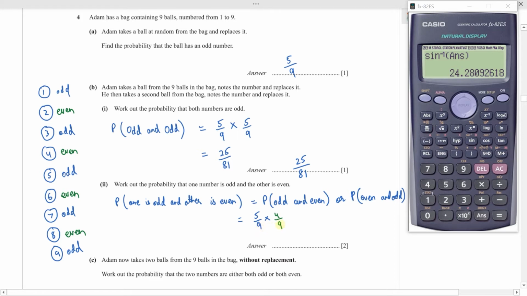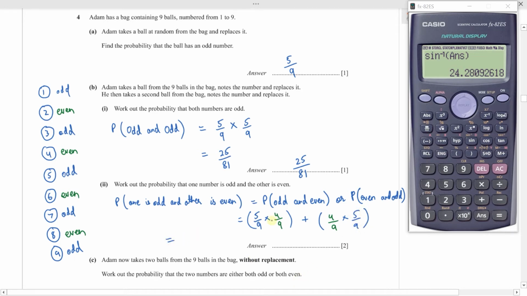So when you're picking the second ball, you also have all the 9 balls in the bag. So the probability of odd is 5 by 9, and the probability that you pick an even ball is 4 by 9, because you have 4 even numbered balls out of the total 9. So this will be this probability, and then you will add the other case. What is the probability of picking even? 1, 2, 3, 4. So this is 4 out of the total 9, multiplied by the probability of picking then odd, 1, 2, 3, 4, 5. So again 5 over 9.